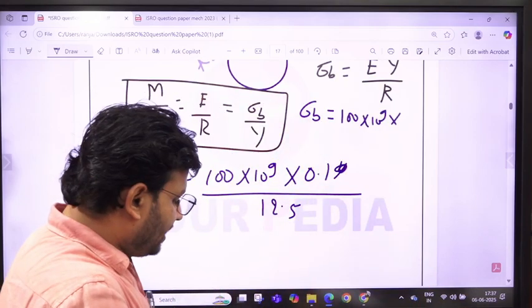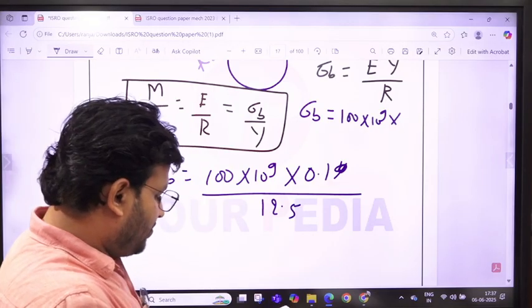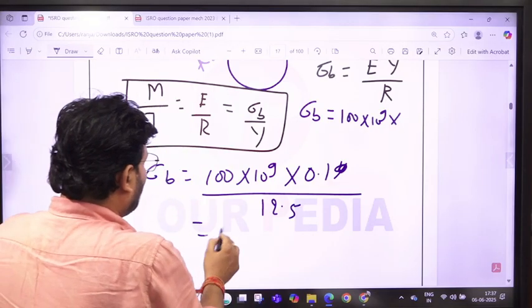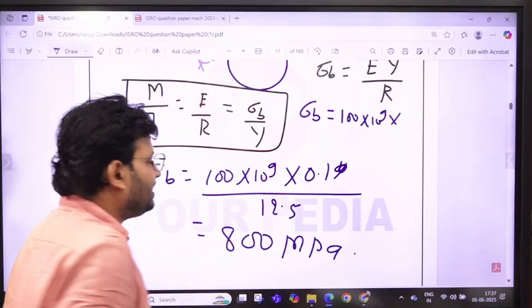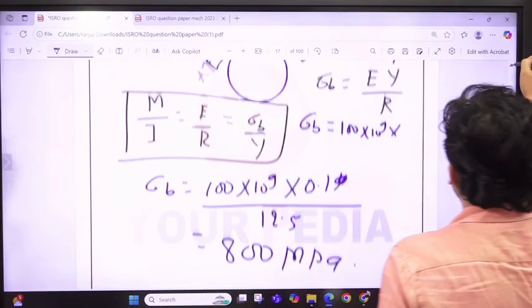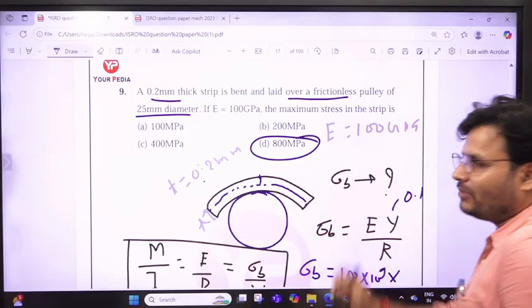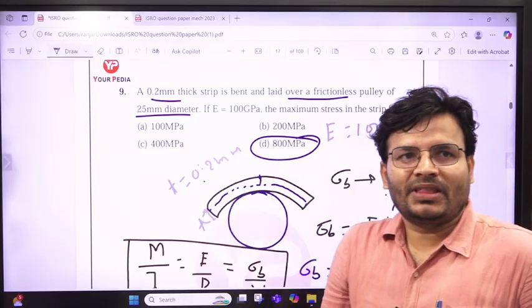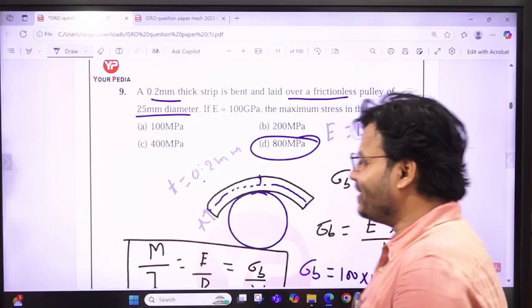By solving that, the value is coming out to be 800 megapascal. 800 megapascal is the answer, and I think it was an easy question and the student can do it, but they must remember the bending equation. If they don't know how to use the bending equation, they cannot solve that one.